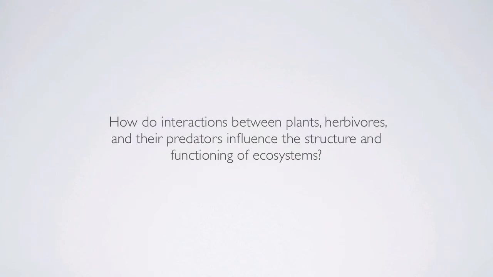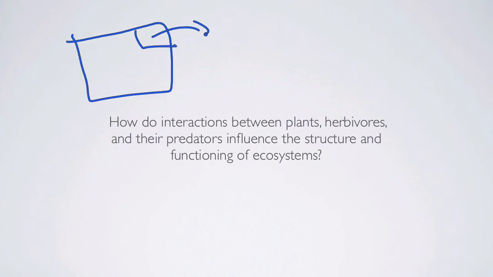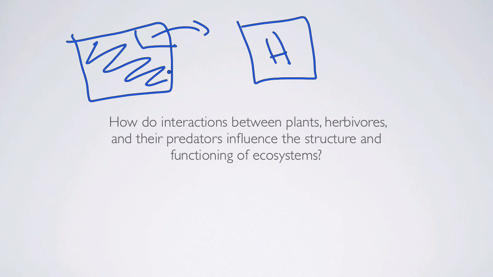Secondly, how do interactions between plants, herbivores, and their predators influence the structure and functioning of ecosystems? So if we go to a system where you take a look at the net primary productivity, and only a small proportion of that primary productivity is transferred over to herbivores, what is it about their effects on that small proportion of the productivity, even though the majority of the productivity is not consumed, that really changes the structure and the function of those ecosystems? What do herbivores do in their consumption of plants that leads to a restructuring of the ecosystem?